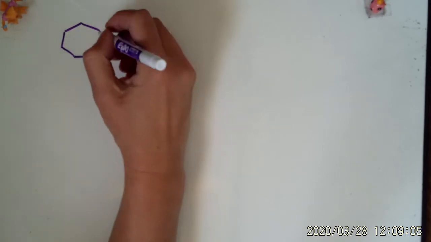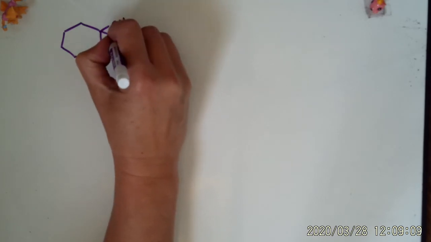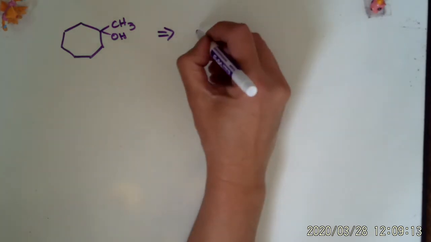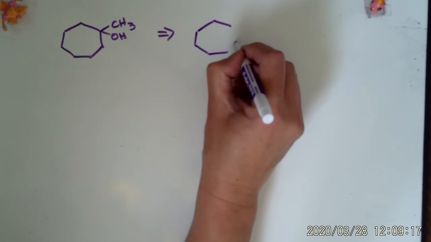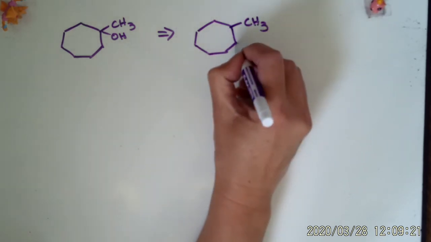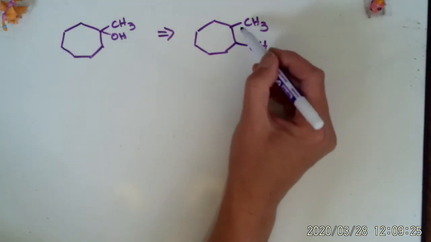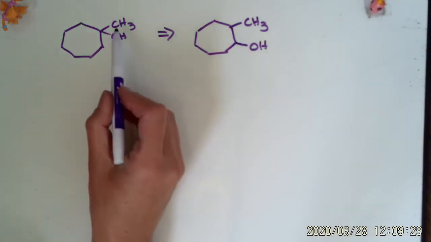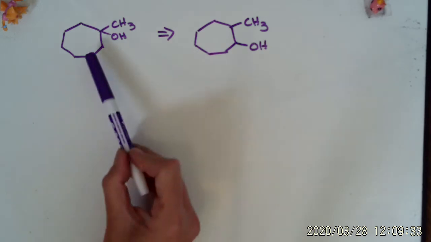Seven. We have methyl here, hydroxyl there, and we want to find a way to make it 1, 2, 3, 4, 5, 6, 7. Put my methyl here, put my hydroxyl there. So this is still cycloheptanol. This is 2-methyl cycloheptanol. This is 1-methyl cycloheptanol.